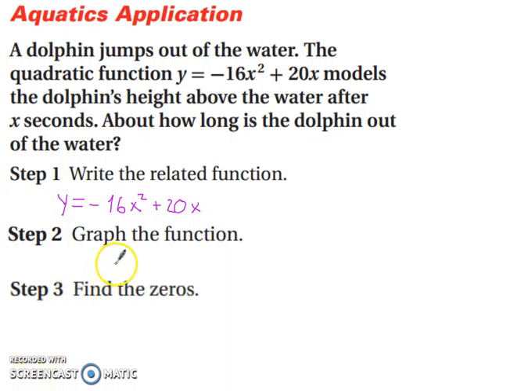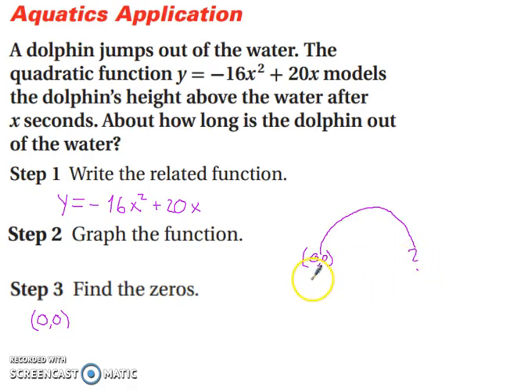So once you've graphed your function, you're going to look and find the zeros. In this case, the graph starts at 0, 0, because the dolphin is leaving the water, and when it's at the water's edge, it's at 0. And we're asking, when is it going to touch back down? So when you're looking at your graph, this is where your 0, 0 is, and now you're looking for this piece here to find out how long the dolphin was in the air.